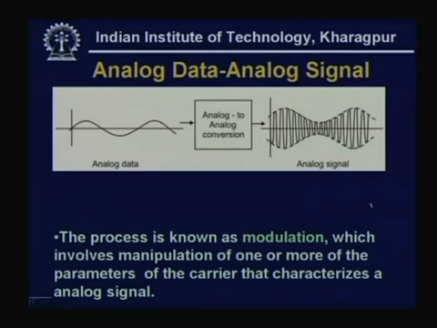So, this diagram gives you the basic scheme of analog data to analog signal. Here, as you can see, we have used one analog data as an input to the analog to analog conversion system. Apart from applying this analog data, another auxiliary signal, which is usually a sinusoidal signal, is applied to this analog to analog converter, and that is known as the carrier.